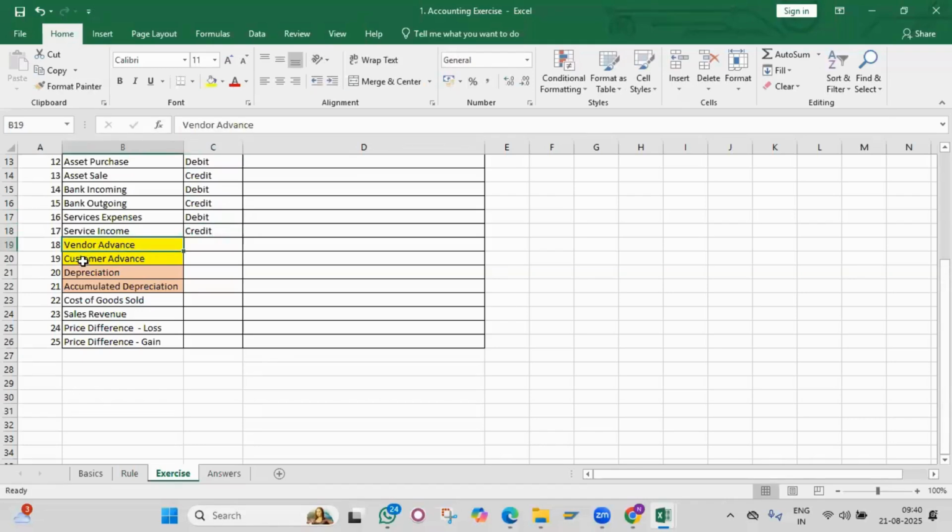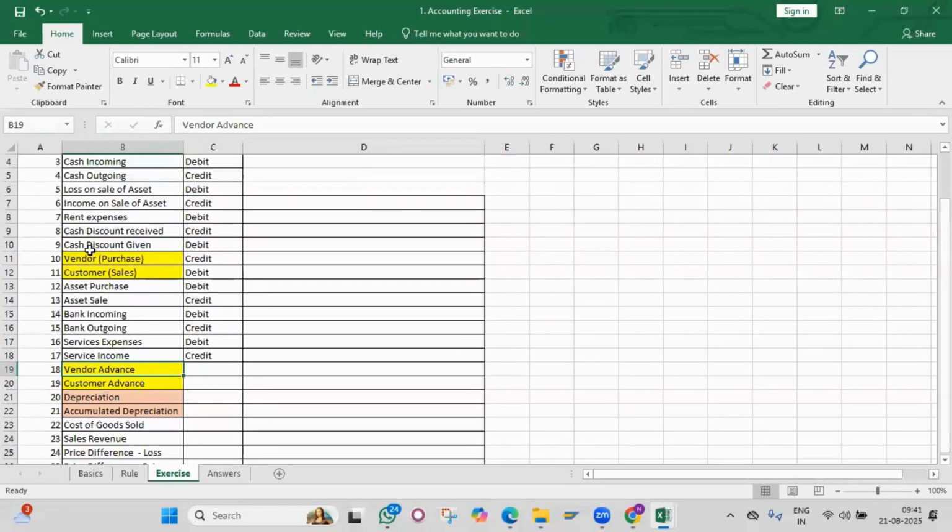Okay. Next, vendor advance. We are making a payment to the vendor. When you are purchasing, it is credit. When you are giving an advance, it is debit. Reverse, right? Our money is with that fellow. And when a customer is giving an advance to us, the customer's money is with us. So it is again a liability for us, credit. These two are reversal entries. See, they are opposite. Purchase means credit, advance means debit.